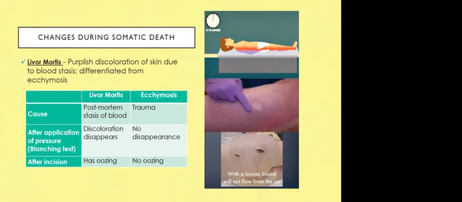Okay, after incision, if the coroner or the pathologist creates an incision on that site with discoloration, livor mortis has this oozing. So when you say oozing, there will be blood. Blood will come out on that specific area. While for the ecchymosis or bruise, there is no oozing.